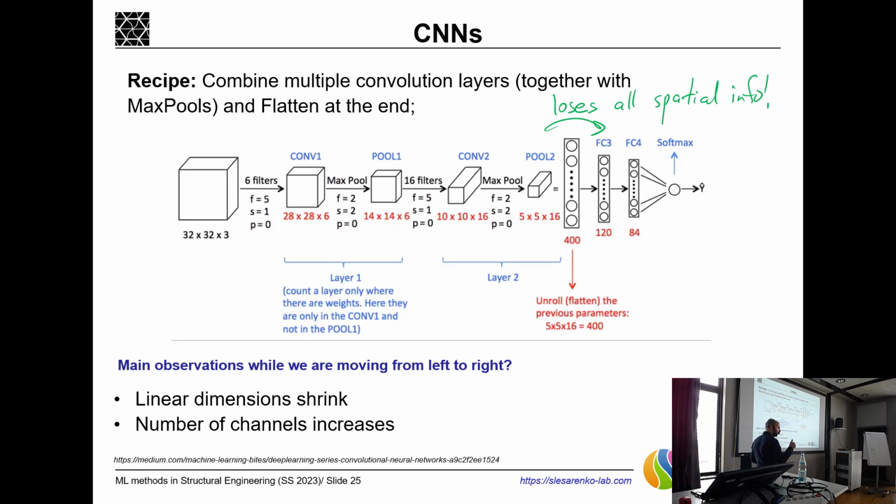Linear dimensions shrink. The size of the image gets smaller and smaller. But if you look at the number of channels, 3, 6, 16, it increases. So that's exactly how you encode these high-level features. That's a very important aspect of CNNs. You shrink in the linear dimensions, and the number of channels in the output increases. That's exactly the whole goal of these convolutions.